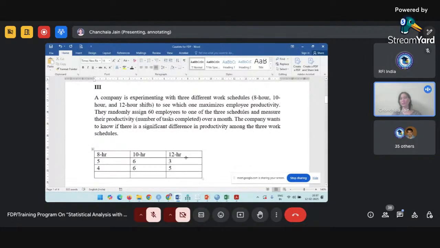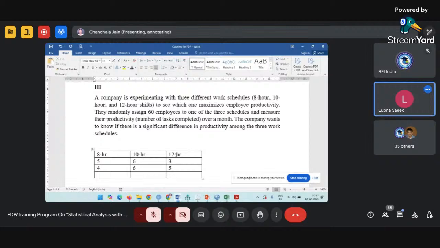These are the three different schedules available with us, and you can write the productivity values of all the 60 employees, right? Which are coming in these different shifts or schedules. Fine, everyone? Yes, ma'am.